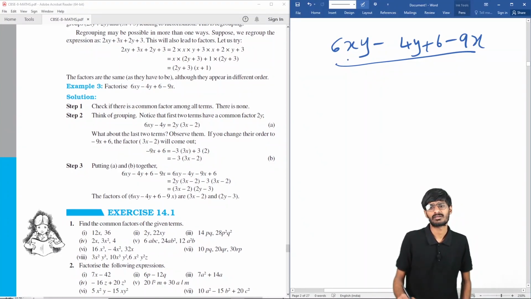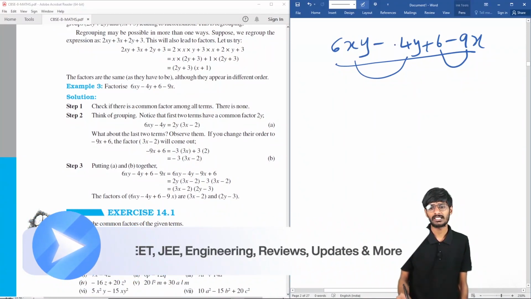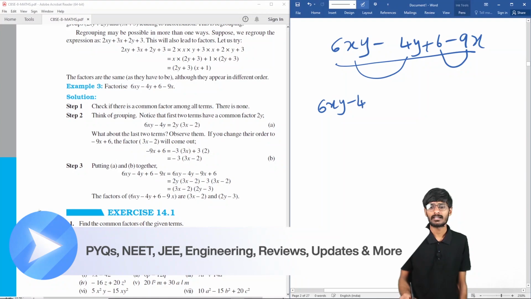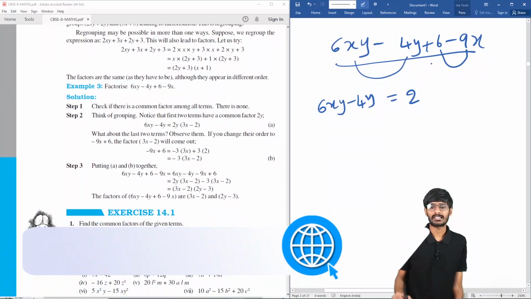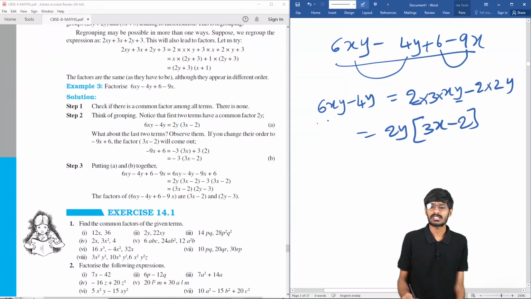if you observe in these two terms, y is common, and in these two terms we can take 3 as the common factor. Okay students, we are making these two as one group: 6xy minus 4y. In both terms you can take 2 also as common. 2 threes are 6 and 2 twos are 4. So we can write it as 2 into 3 into xy minus 2 into 2 into y. So we can take 2 and y, so 2y is taken common. What is left is 3x minus 2. So this can be written like this.